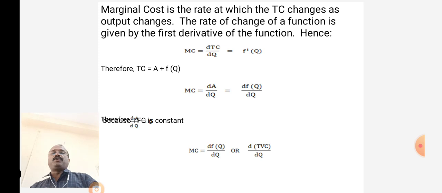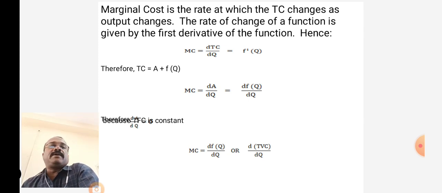Here f of q is the variable cost of the company in which they are going to manufacture, and dA we will define in another way. dQ is simplifying with the marginal cost, not with the total cost or the average cost.